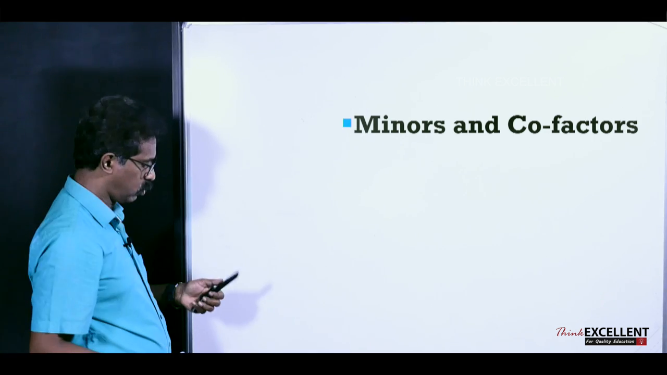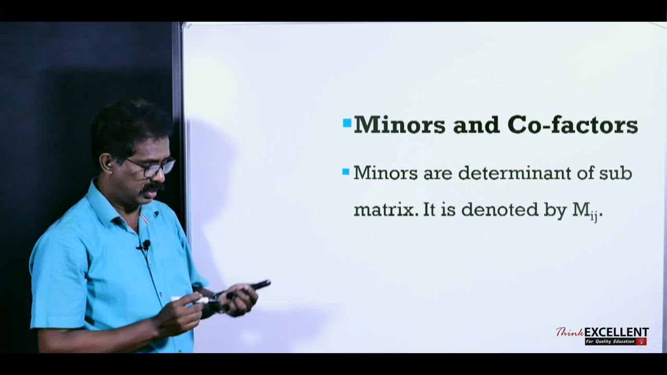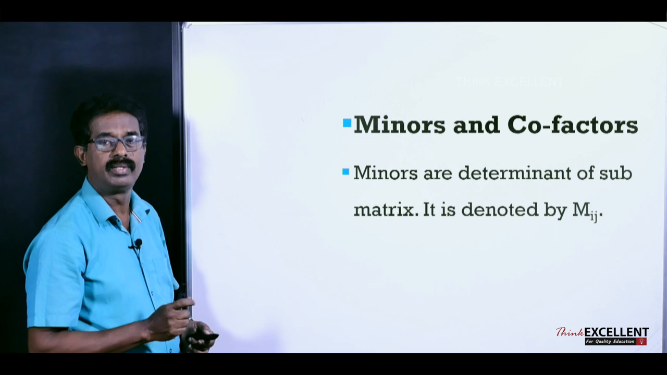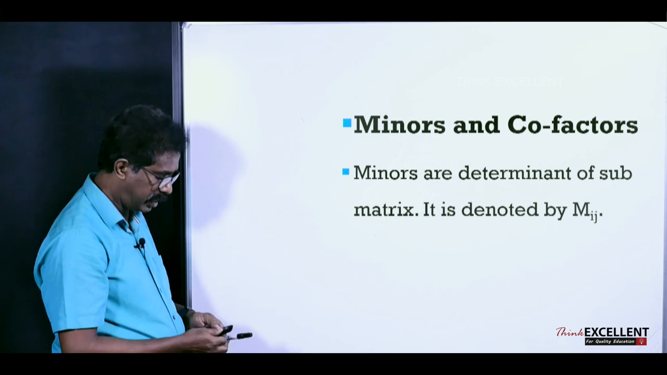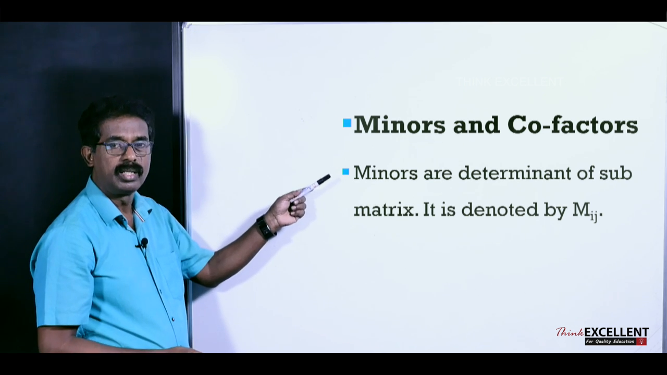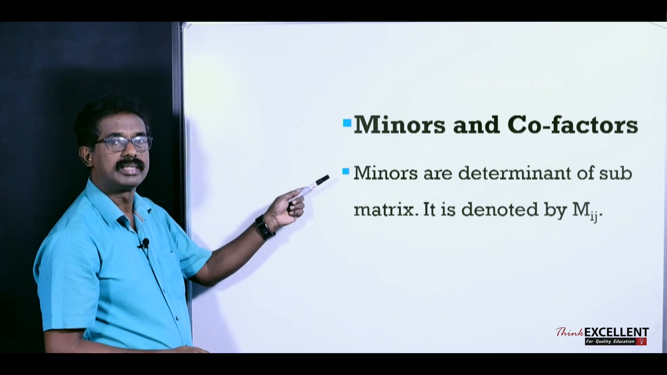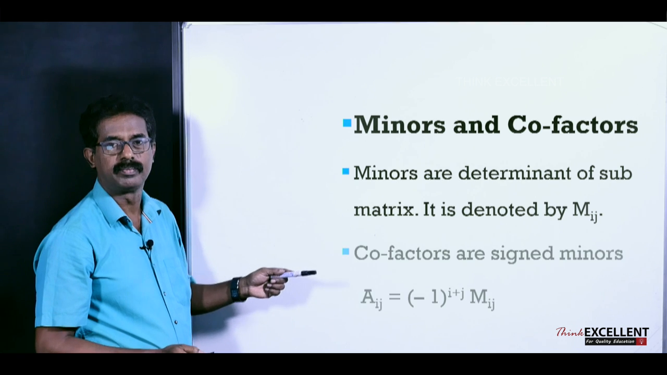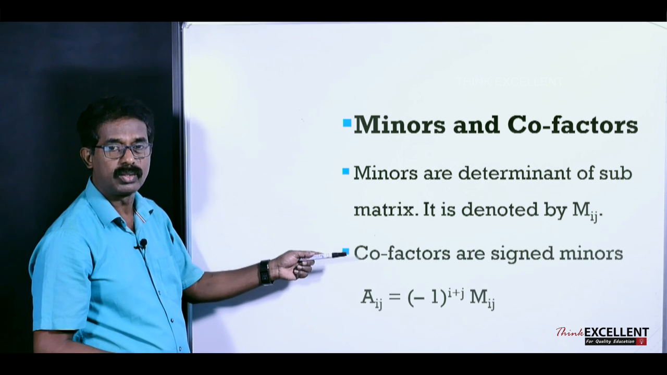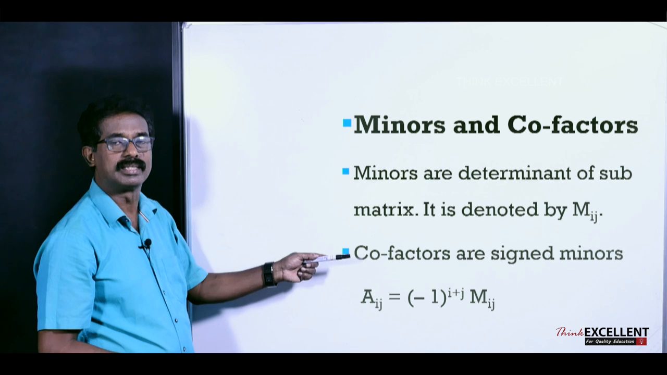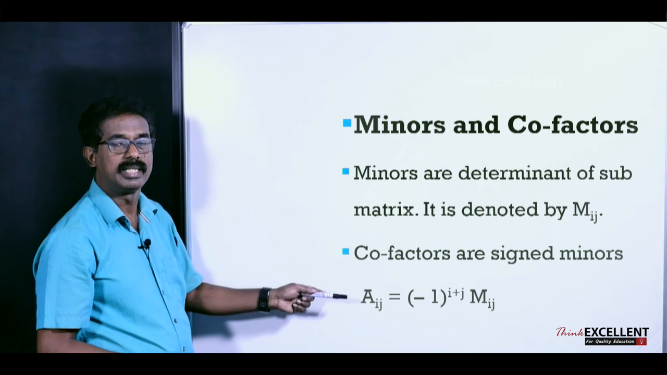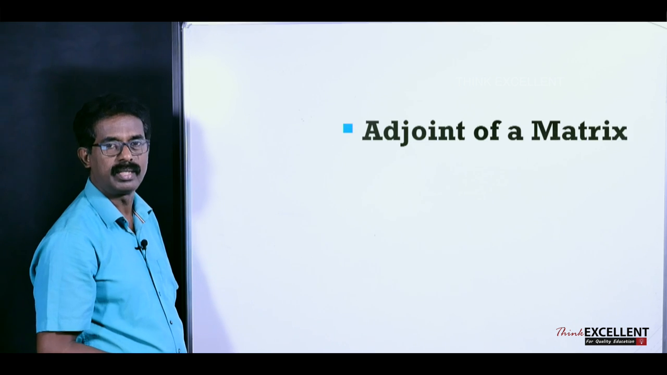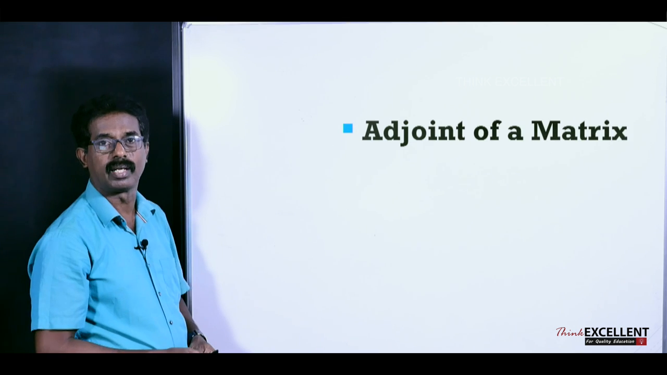Minor and cofactor. Now listen to the definitions. Minors are determinants of submatrices. It is denoted by Mij, that is minor. Now see, what is cofactor? Cofactors are signed minors. Aij is minus 1 raised to i plus j, Mij, okay?